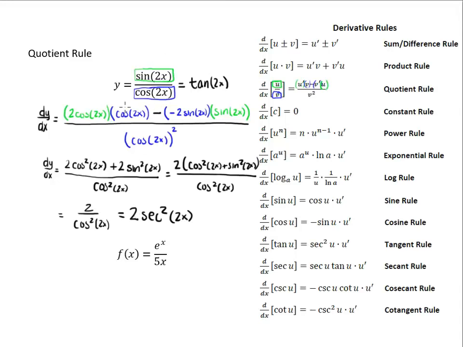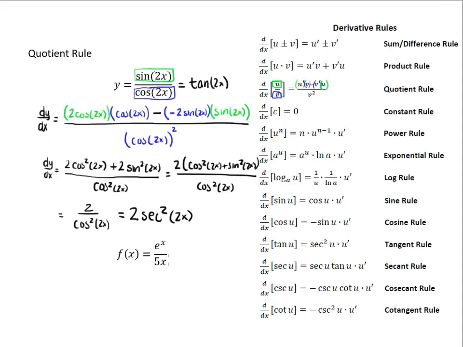So I chose this one for a reason, to show you that, yes, the quotient rule is necessary. In order to have gotten this answer, I had to do the quotient rule. I couldn't have simply done the derivative of the numerator divided by the derivative of the denominator.